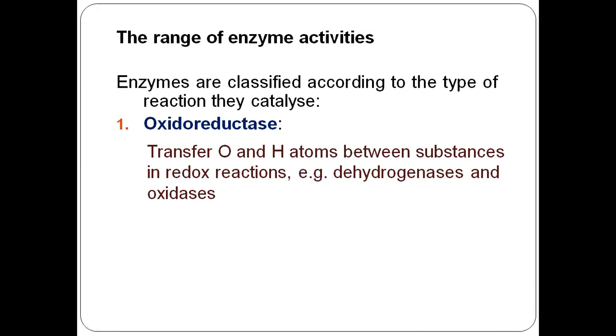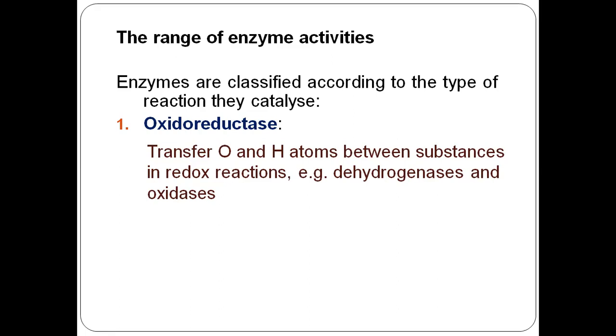Oxidoreductases. What do they do? These are enzymes that catalyze the oxidation and the reduction of the substrate and act by removing oxygen or by adding electron or hydrogen from or to the substrate. For example, cytochrome oxidase oxidizes cytochrome. Dehydrogenases and oxidases are examples of oxidoreductases.